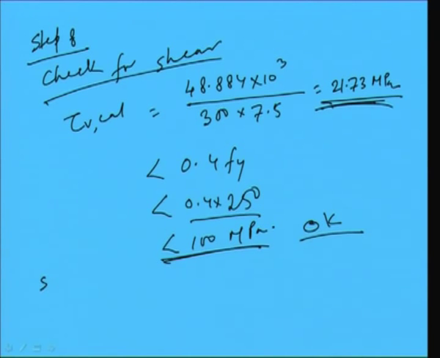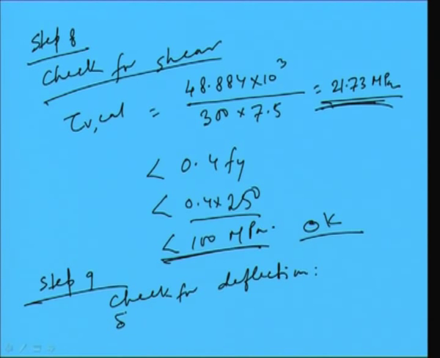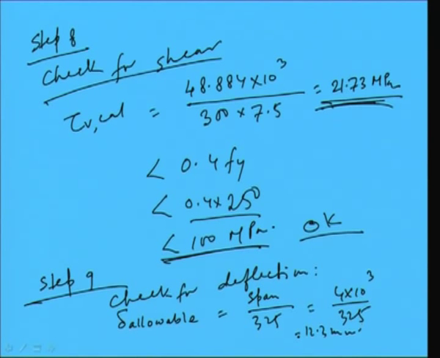Now, we will go for checking of deflection. So, in step 9, we will check for deflection, right. For the check for deflection, we have to find out the allowable deflection, delta allowable. So, this will be span by 325, span is 4 meter, that means 4000 millimeter by 325, and this value is becoming 12.3 millimeter, right. So, delta allowable is becoming 12.3 millimeter.